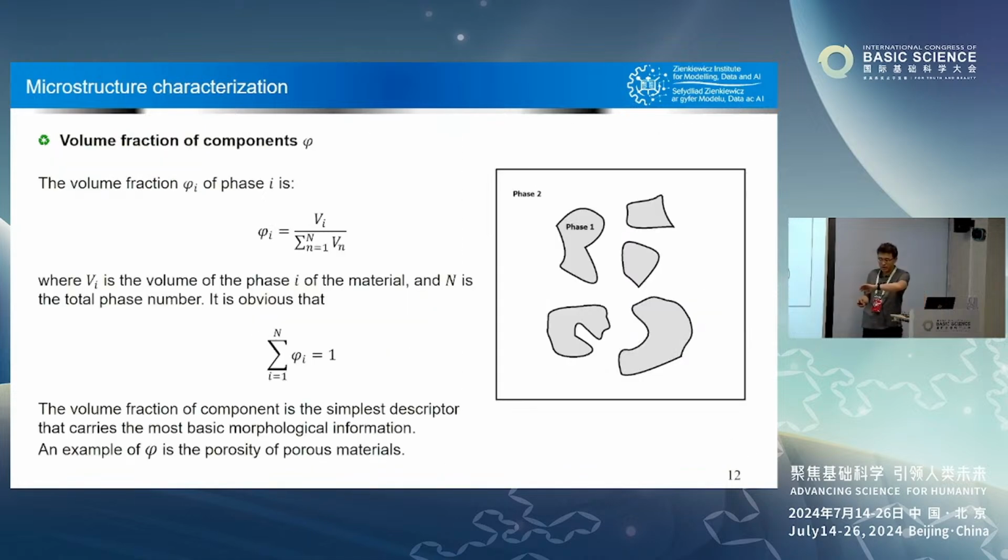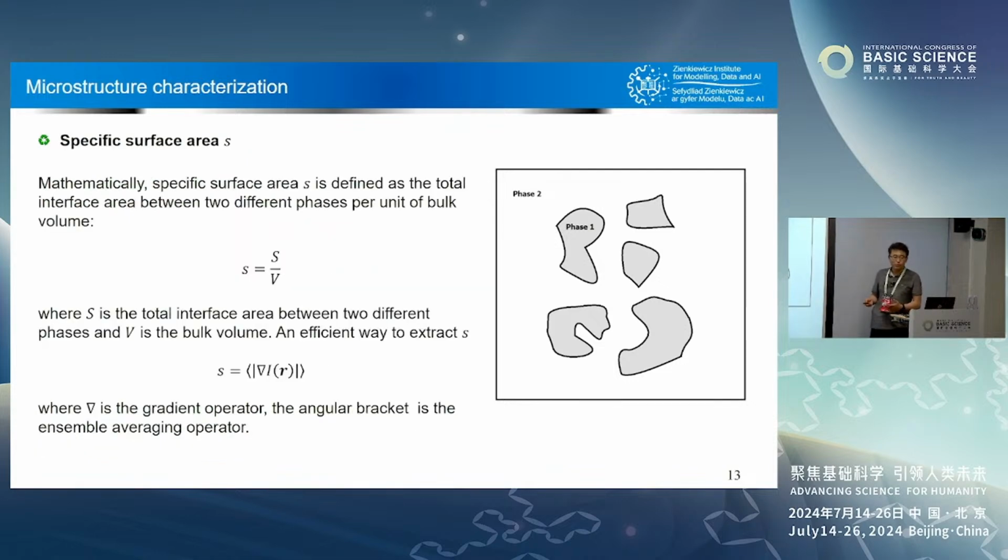So to move on, I'm going to give you just a few statistical descriptors. These are easy to understand. The volume fraction is a ratio between one phase and the entire volume of your material. You could have the so-called specific surface area, surface area per unit. So it's another ratio where you have a surface area per unit.